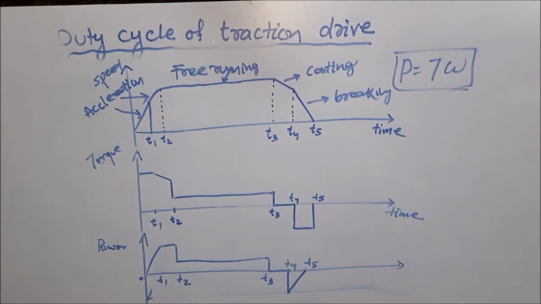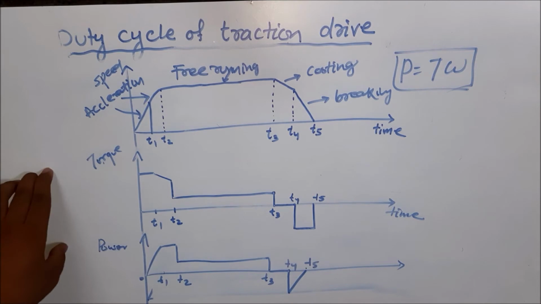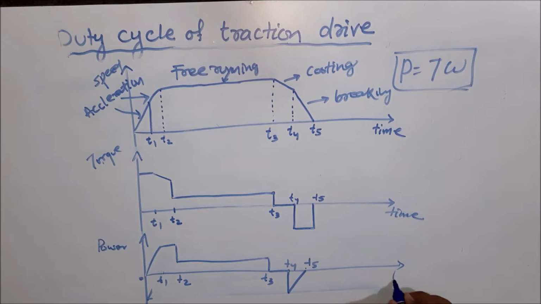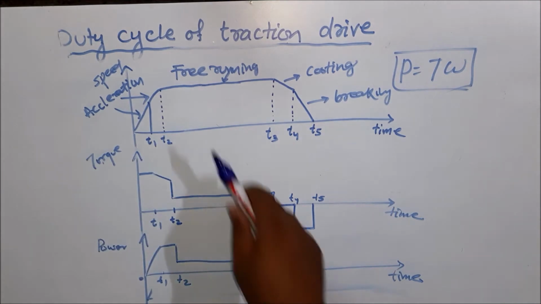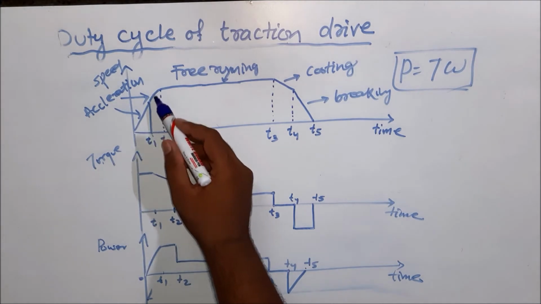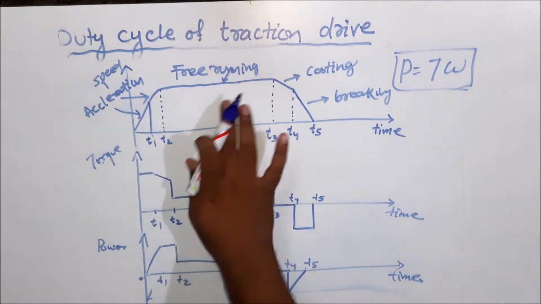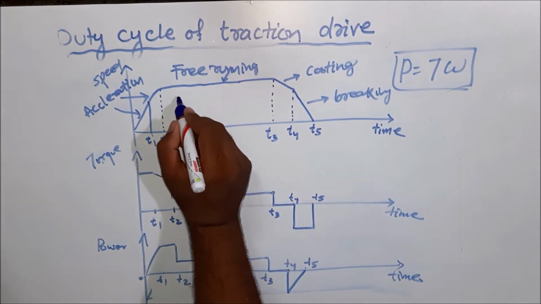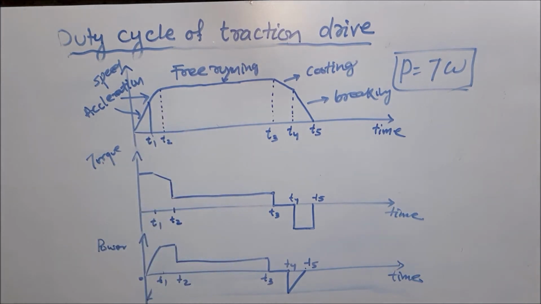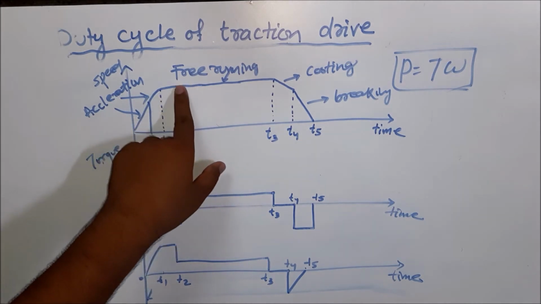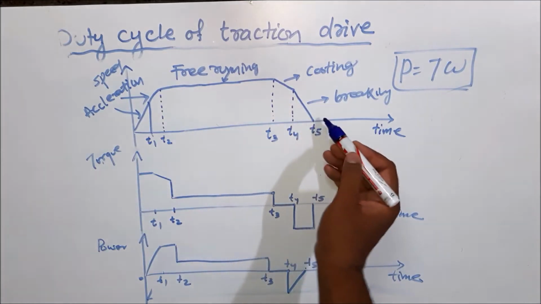For the duty cycle of traction, I told you about the combination of three different curves: speed versus time, torque versus time, and power versus time. And I also described the speed-time curve. It consists of acceleration with constant torque up to T1, then acceleration with constant power from T1 to T2, then free running from T2 to T3. This free running consists of a small amount of torque and a small amount of power. So here maximum torque, here maximum power, here the power requirement reduces and the torque requirement also reduces. And here this is coasting, this is braking.